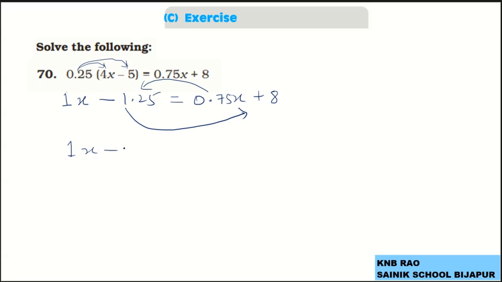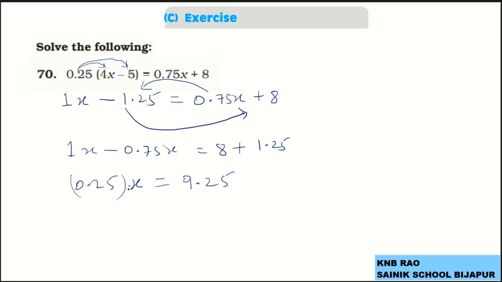So 1x minus 0.75x equals 8 plus 1.25. See, 1x minus 0.75x, it is easy because I will consider 1 rupee minus 75 paise. 1 rupee minus 75 paise gives me 25 paise. Paise are written as points, 0.25. So 0.25x equals 8 plus 1.25, which is also 9 rupees 25 paise.